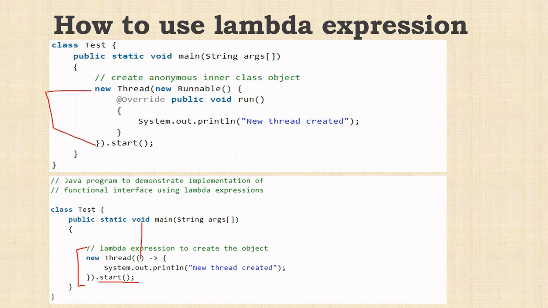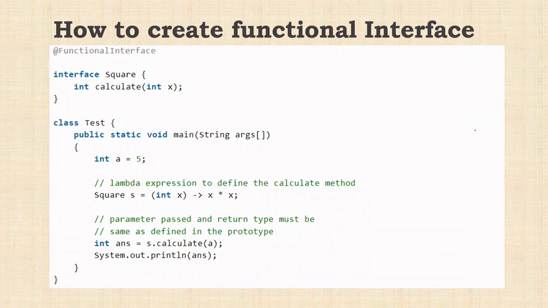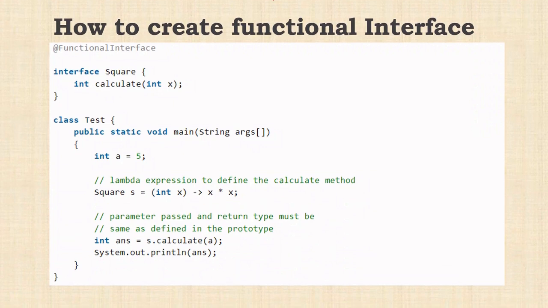We are going to use lambda expression in our functional interface examples. So how do we create a functional interface? This is the way we can create a custom functional interface, because in Java we already have functional interfaces. So we have created one interface, Square. One method is there, calculate, inside the Square interface, and this will be the only one abstract method.